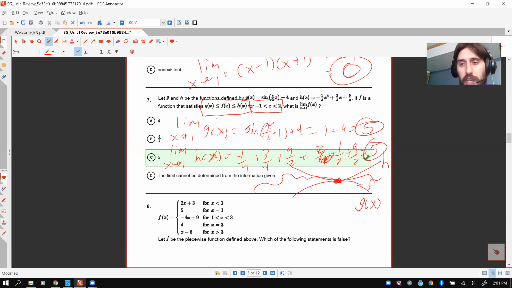And so since g and h agree, the limit as x approaches 1 is going to be 5 for h and 5 for g, which means no matter what f is, if it has to stay between g and h, then it will have to go to 5 as well at x equals 1. So the answer is C.